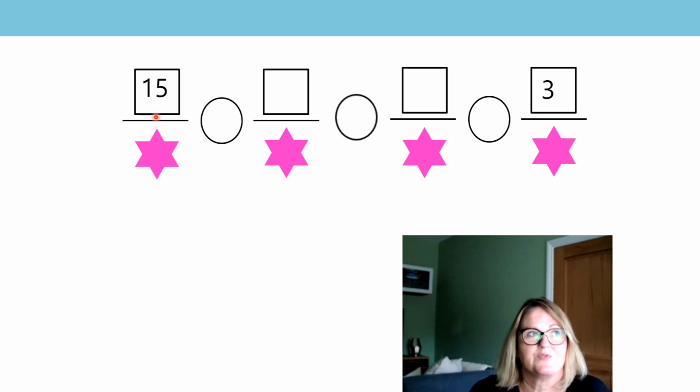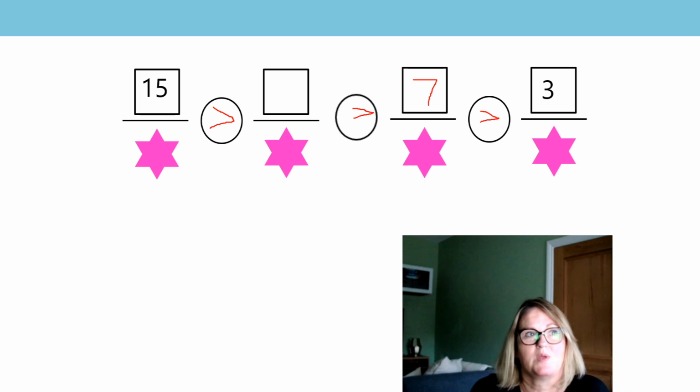What did you notice? Well, this numerator is 15. The denominators are all the same, so we can order using the size of the numerator. So if these are in order, this is the biggest fraction. So 15 is greater than something, it's greater than something, greater than 3. Now I just need to complete these two. So this one has to be greater than 3. Give me a number greater than 3.